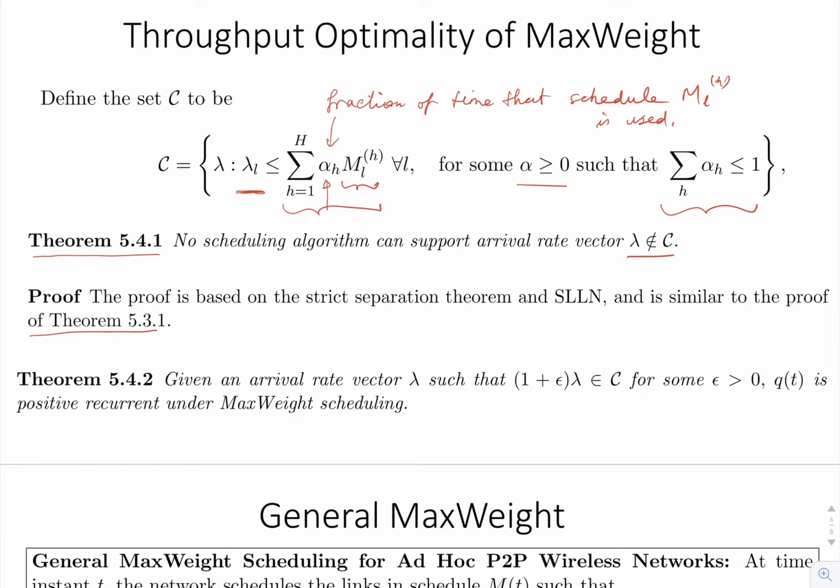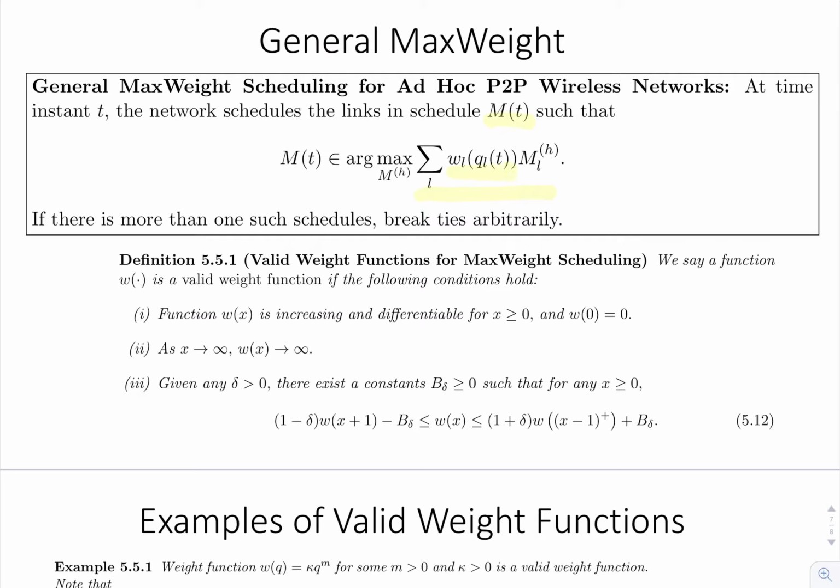Now, here is something that is more general and more important to know. At time instant t, the network can schedule links in the schedule M of t that maximizes a weighted sum of Q. That is not a weighted sum of the Q sizes, it is the sum of weights that are derived from the Q sizes. This would be called general max weight scheduling, where we are not summing the Q sizes themselves, we are summing some weights derived from the Q sizes.